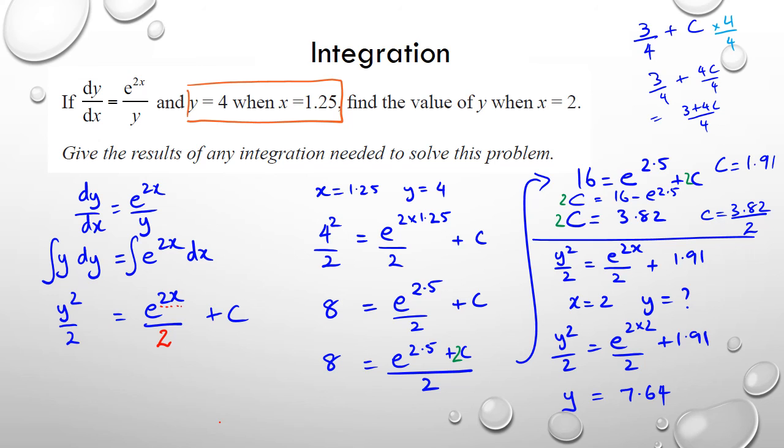Okay, so in terms of merit and achieved, merit is getting the final answer. Achieved is this part here where you actually integrate. Okay?